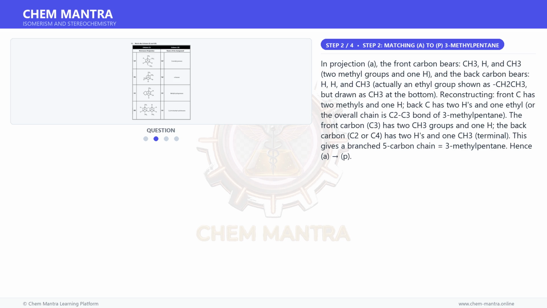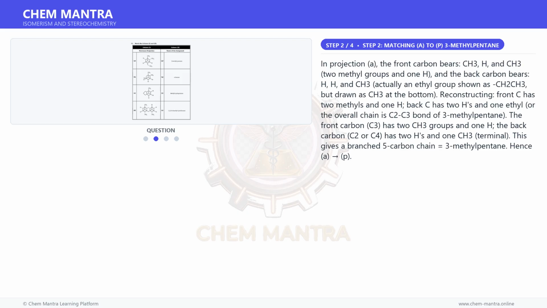Moving on to the next step. In projection A, the front carbon bears CH3, H, and CH3, two methyl groups and one H, and the back carbon bears H, H, and CH3, actually an ethyl group shown as CH2 to CH3, but drawn as CH3 at the bottom. Reconstructing, front C has two methyls and one H, back C has two H's and one ethyl, so the overall chain is the C2, C3 bond of 3-methylpentane.